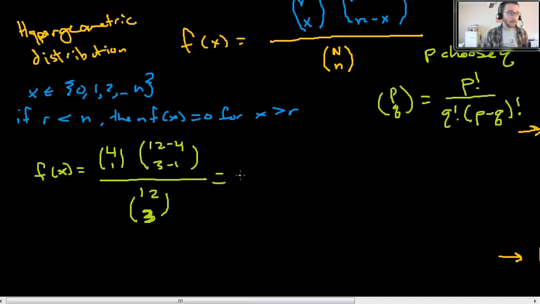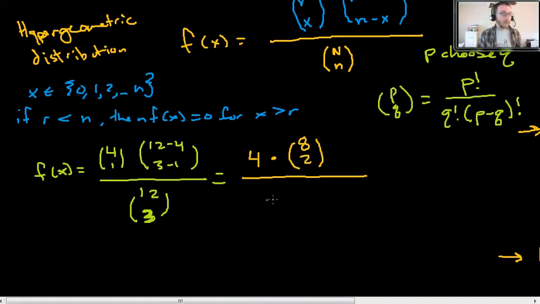Okay, so here we have 4 choose 1. By our shortcut before, we just established that this is 4, times 12 minus 4, which is 8, choose 2. I'm going to have to expand this one out. And 12 choose 3, I'm going to expand that a little bit now. I'll just expand it all the way: 3 factorial on the bottom, 12 minus 3, the quantity factorial, and 12 factorial in the numerator.